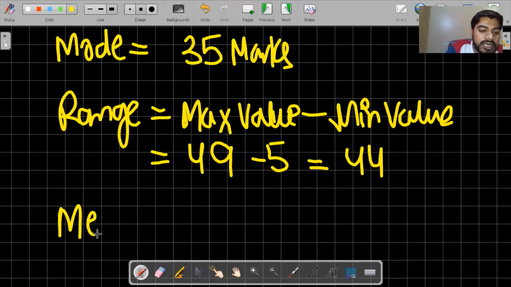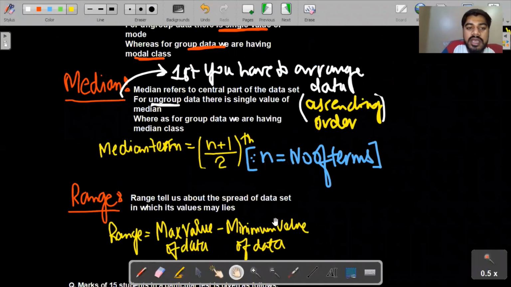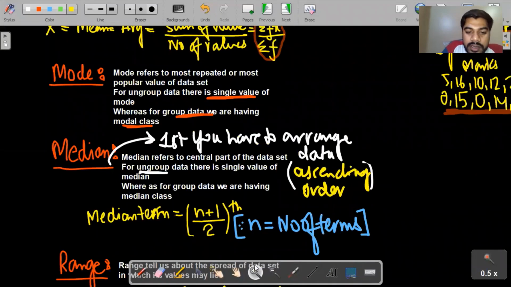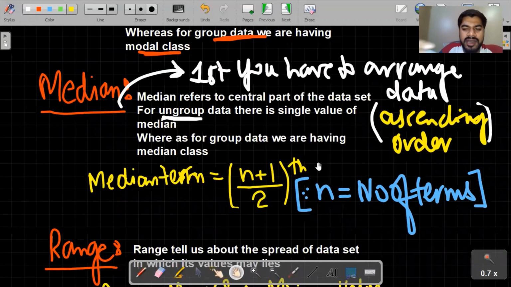Now moving towards median. Last but not the least is median. So let's first discuss the definition of the median that we had discussed in the last class, because median is a bit tricky among all the three, as most of the students consider. However, it's not that tricky. It's also the easier one. Median refers to the central part of the data set. For ungrouped data, there is a single value of median, whereas for grouped data, we have a median class.